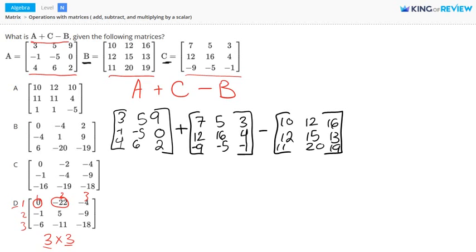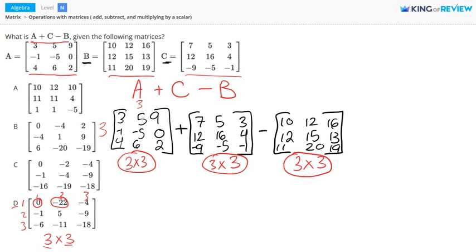So for matrix A, this has 3 rows and 3 columns. So this is a 3 by 3 matrix. The same goes for matrix C. It has 3 rows and 3 columns, so it's a 3 by 3. And matrix B has 3 rows and 3 columns, so it is also a 3 by 3 matrix. So because these all have the same dimensions, we are able to add and subtract them.